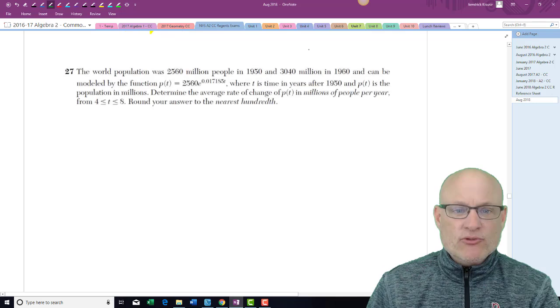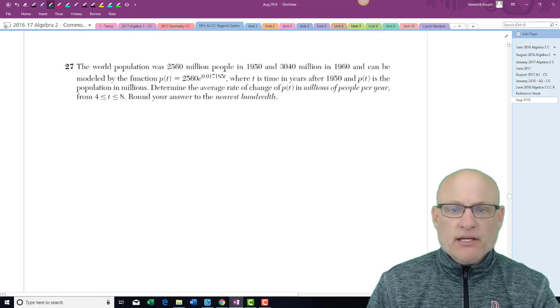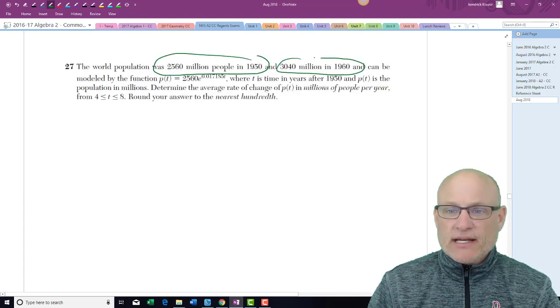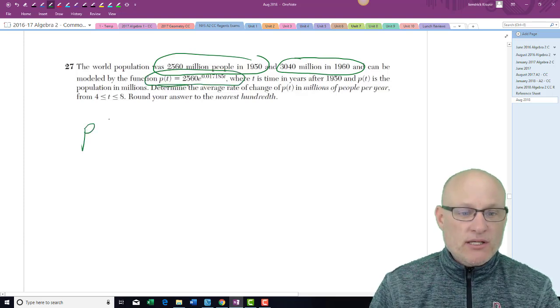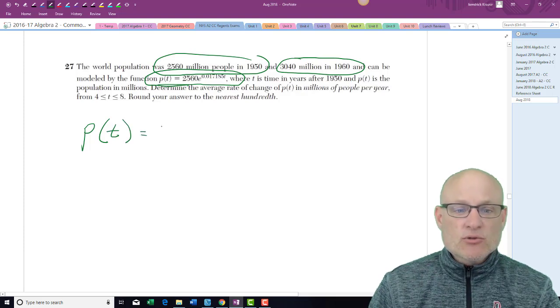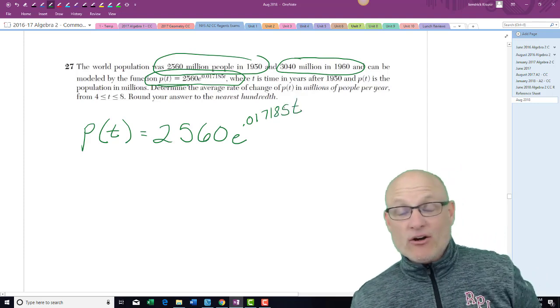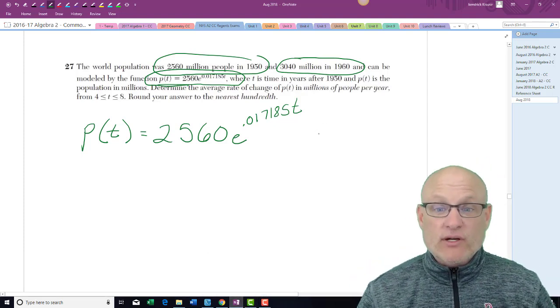The world population was 256 million people in 1950 and 340 million in 1960. And then we got this crazy equation here. Let me write this down. P of t equals 2560 e to the 0.017185 t. I think one of the hardest parts about this problem is actually writing down that exponent and not missing one of their crazy numbers.